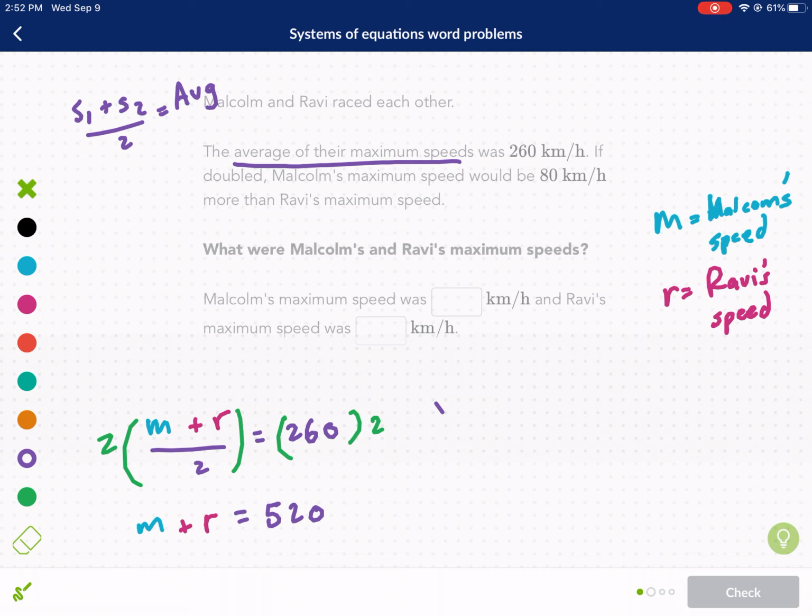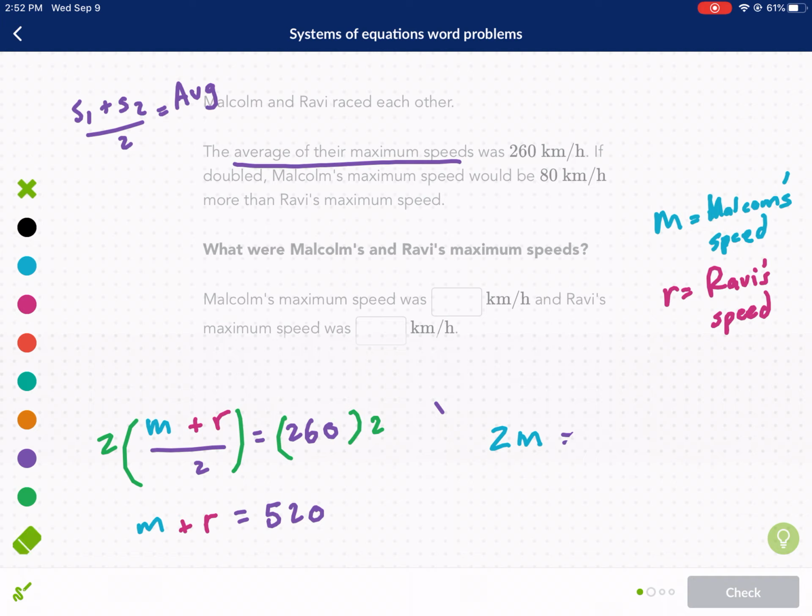If doubled, Malcolm's maximum speed would be 80 kilometers more than Ravi's maximum speed. Okay, so now we have speed. We have to double Malcolm's speed. I don't think it means that we double Ravi's speed. I'm pretty sure it's if doubled, Malcolm's maximum speed. So we double Malcolm's speed, and it would be equal to 80 more than Ravi's maximum speed.